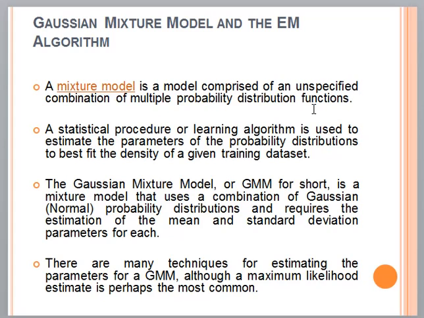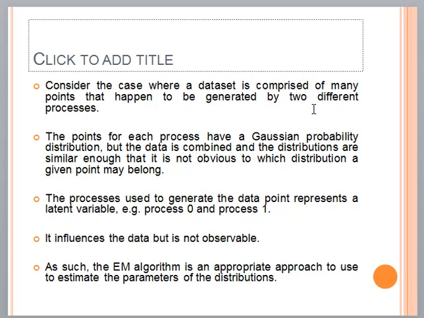So for each of them, we need to calculate these two statistical measures, which are the mean and the standard deviation. There are many techniques for estimating the parameters of a GMM, although maximum likelihood estimation is perhaps the most common. So the most commonly used method to estimate the parameters of a GMM is maximum likelihood estimation.